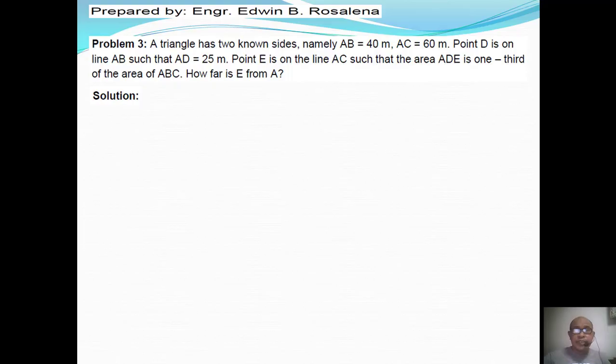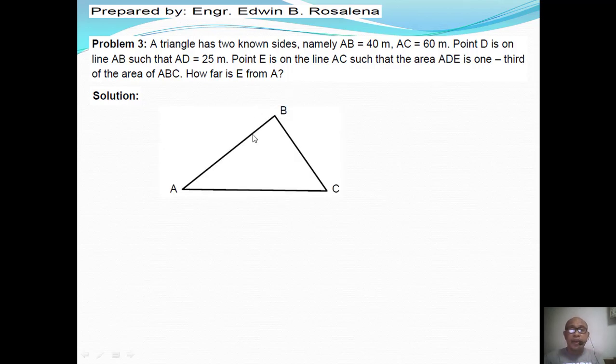Okay. So, given a triangle, so the triangle has sides AB, AC, and BC. So, two sides AB and AC. Of course, the third side here is BC. So, we can draw it. So, AB is 40. Then, AC equal to 60.